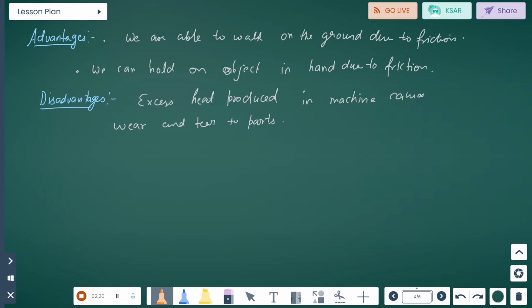In advantages, we are able to walk on the ground. हम ground पे क्या है? walk कर पाते हैं. किस की वजह से? friction की वजह से. We can hold an object in hand due to friction. In disadvantages, excess heat produced in machines causes wear and tear to parts.